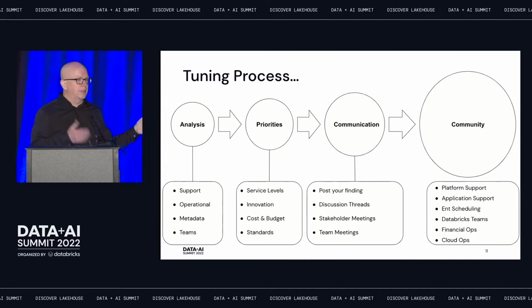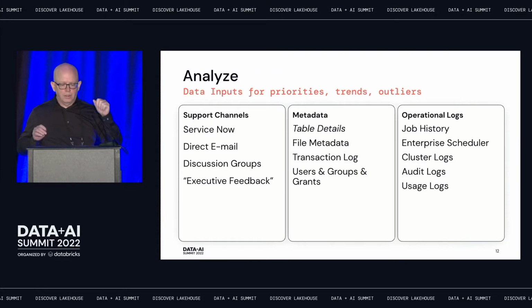Talk to your enterprise scheduling teams. How many jobs are exceeding their SLAs, are failing? Work with your account team, your SA, your CSE, your SSA, like myself. You may have financial ops teams running around wondering why the cloud costs and Databricks costs are going up in certain ways. And your cloud ops teams, they have lots of valuable logs.